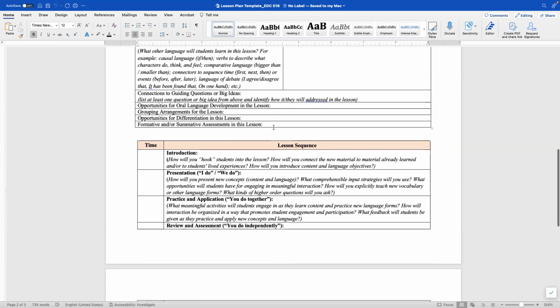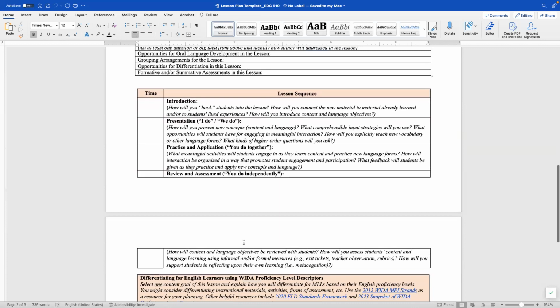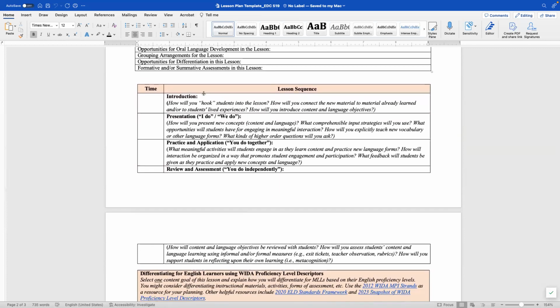And then, of course, importantly, formative and summative assessments. So how are you assessing what students are learning or have learned as a result of this lesson? And then below, we've provided just a basic lesson sequence that we encourage you to use that follows a scaffolded approach of I do, we do, you do together, you do independently.